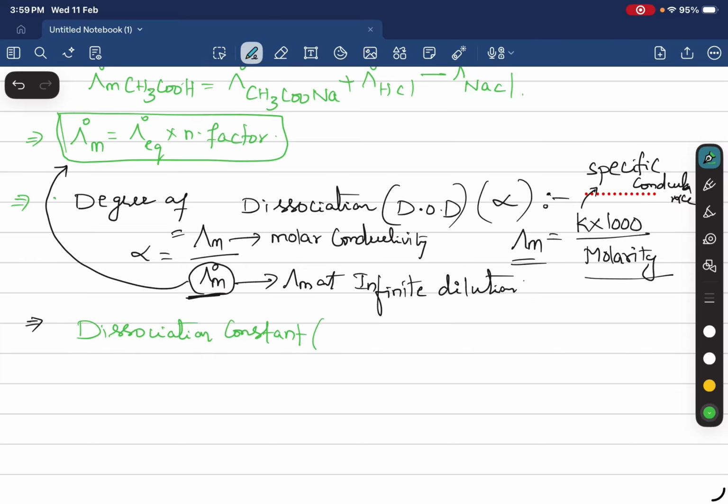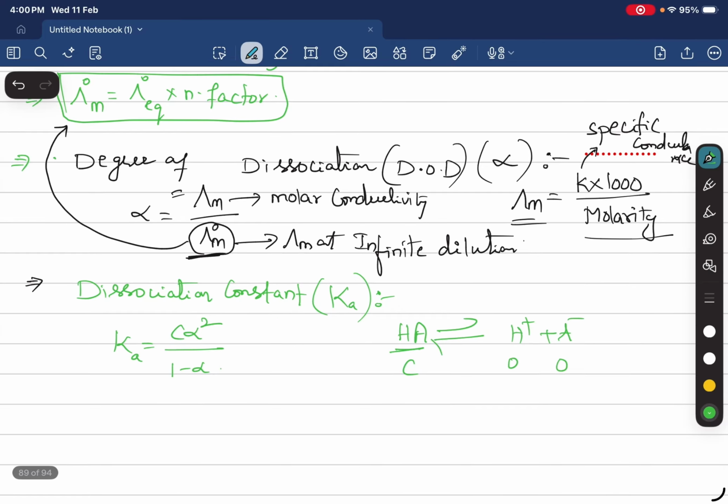The dissociation constant is the Ka value. So Ka equals C alpha square by 1 minus alpha. How do we calculate this? We did this in Ostwald's dilution law, because that is also related to weak electrolytes. Take the example of a weak acid HA. It splits into H plus and A minus, and the initial concentration of the weak electrolyte is C. The product concentration is initially 0, at time t equals 0.